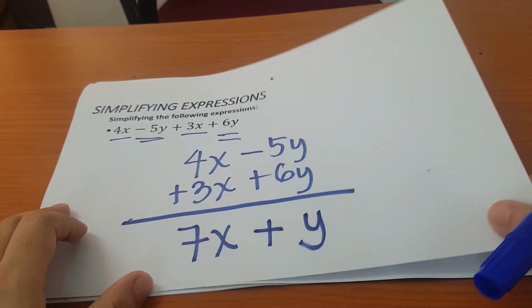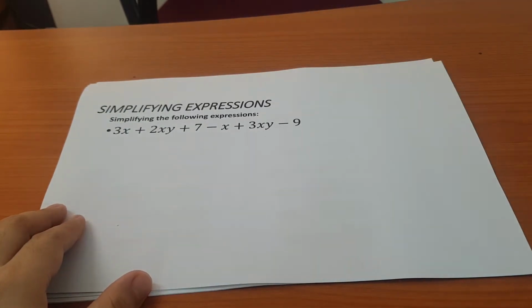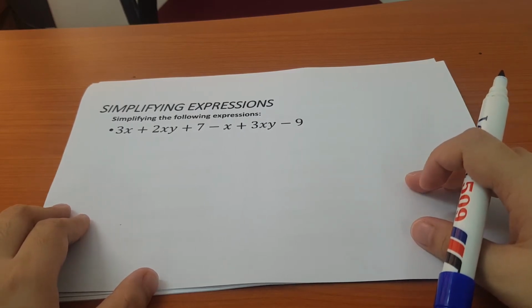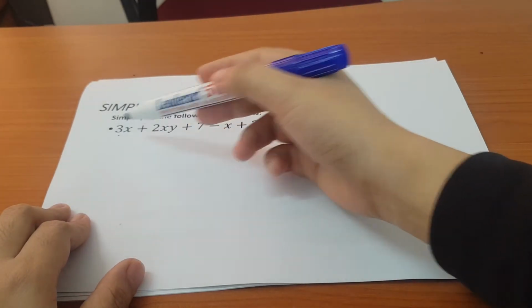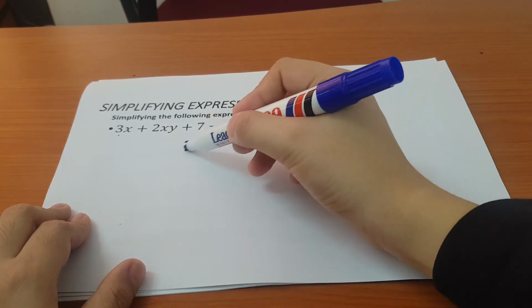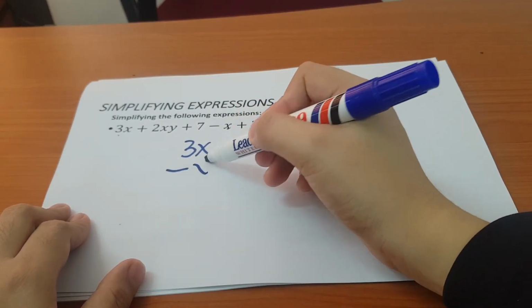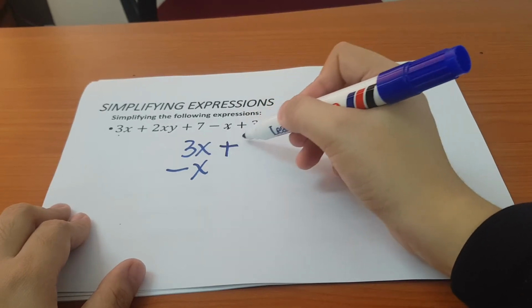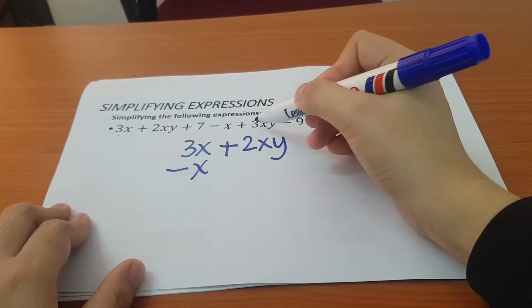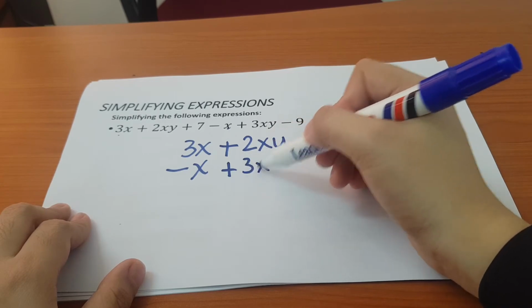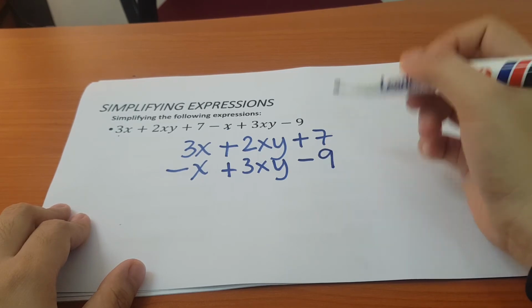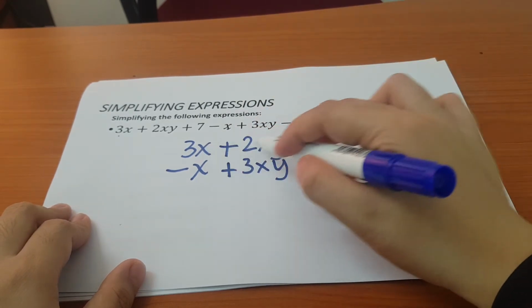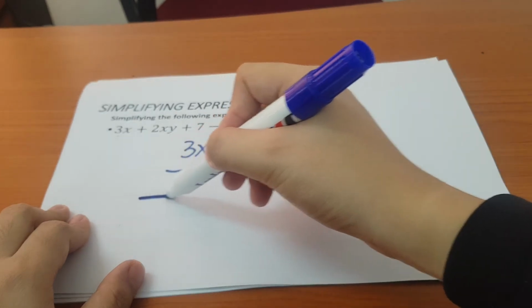We will simplify the given expression. Now let's have the next one. Here, we have to look at if there are like terms and combine those together. So you have 3x and minus x, 2xy, so plus 2xy and 3xy, also carry the sign, plus 7 and minus 9. Remember, this and this are different. This is x, this is xy. So we cannot add them.